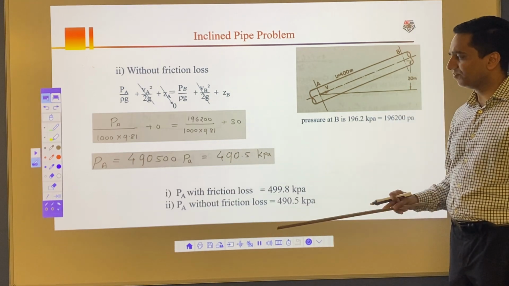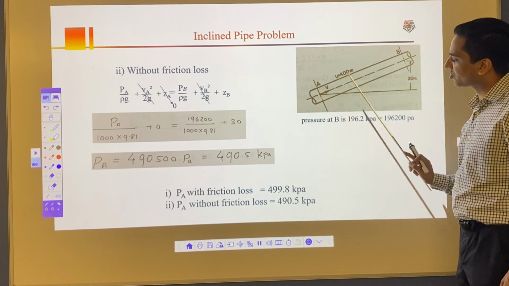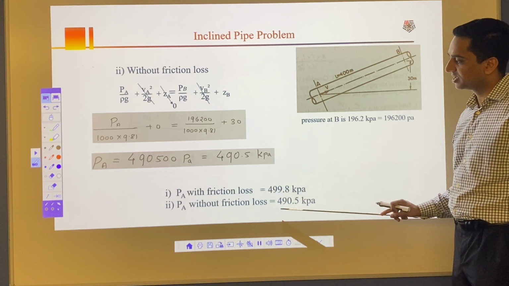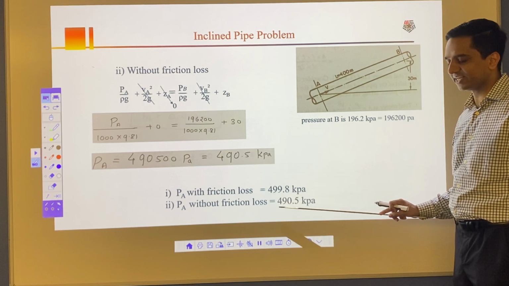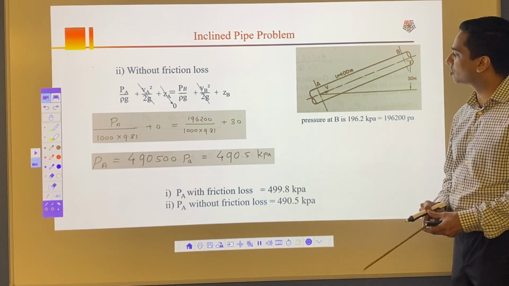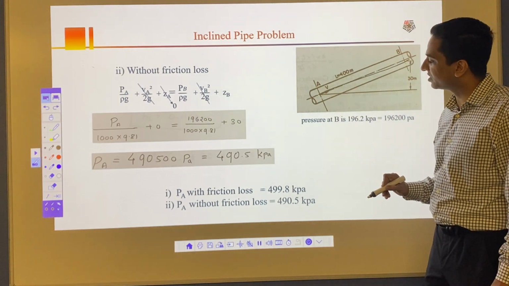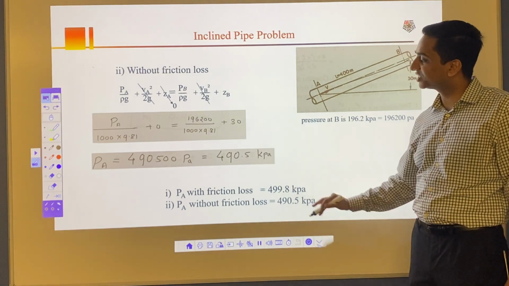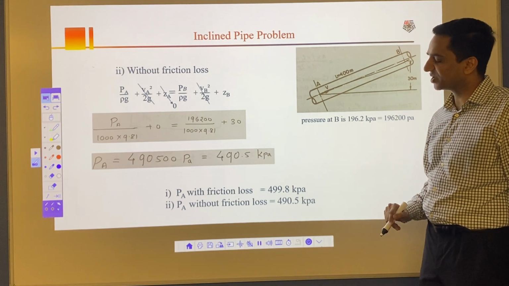So now if we compare these two values, with friction loss and without friction loss, here you will get around 500 kilopascal, and here you will get around 490 kilopascal. So 10 kilopascals or 10,000 pascals you are going to need to overcome this friction in the pipe. That's how you can see how much friction makes a difference. For this 400 meter pipe, friction does make 10,000.